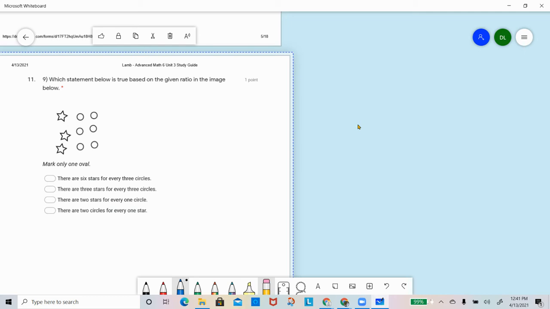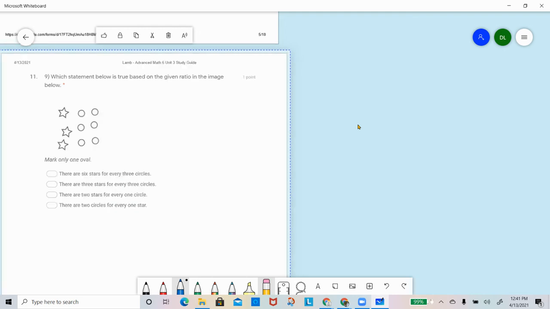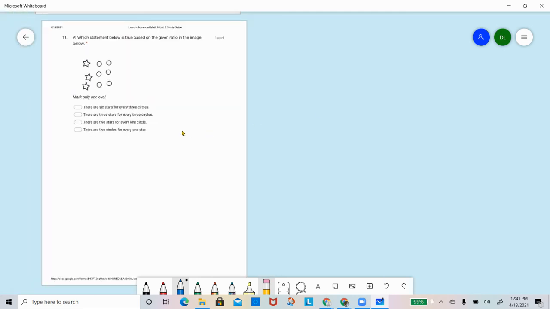That's not true. There are 2 stars for every 1 circle. Well, that sounds a little closer. There's 2. Oh, no, that can't be right either. So there are 2 circles for every star. Well, let's see if that's true. So here, did it again. Told you I'm going to do it every time.